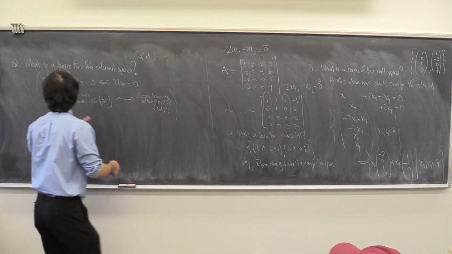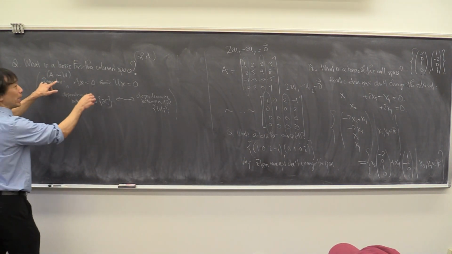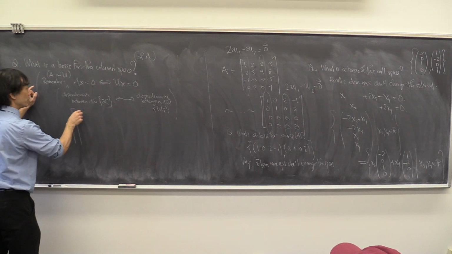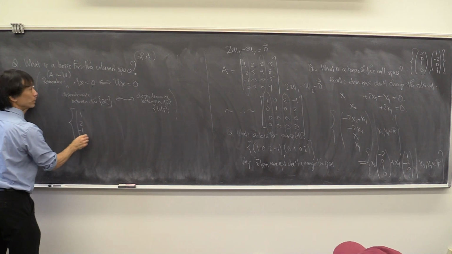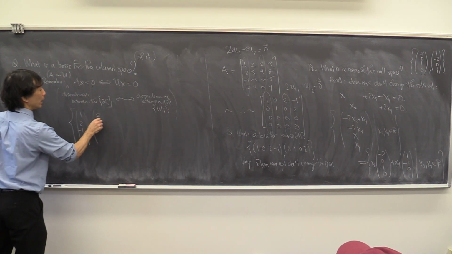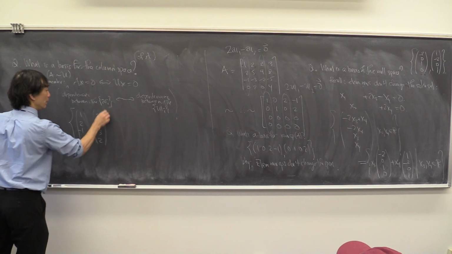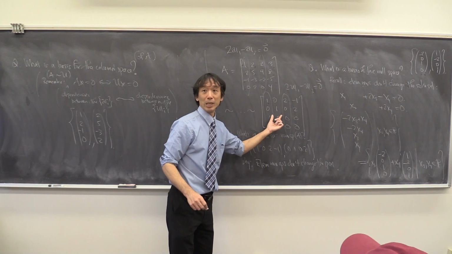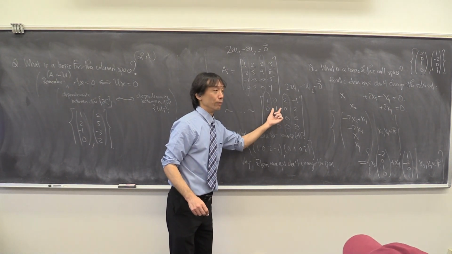Okay, so that's the point, right? The basis for the column space of A is the corresponding vectors, 1, 2, -1, 0, and 2, 5, -3, 2. It's the vectors that correspond to the basis, the obvious basis for the reduced row echelon form.